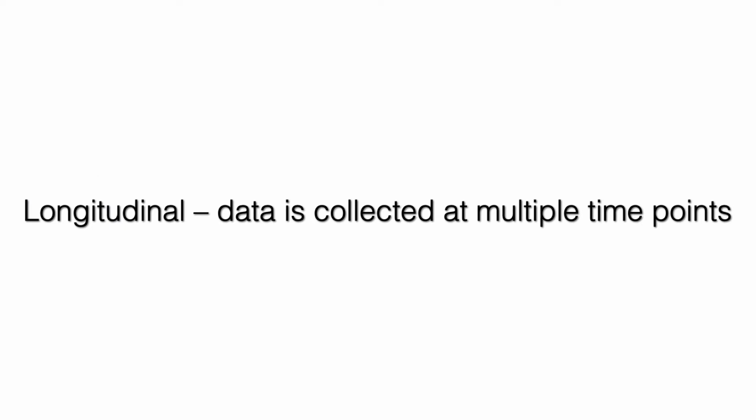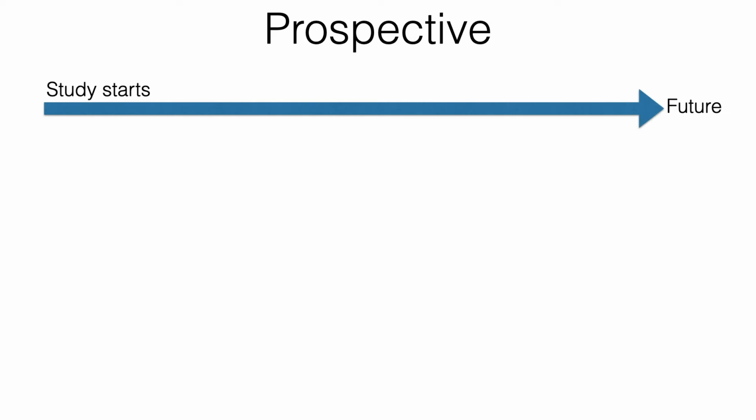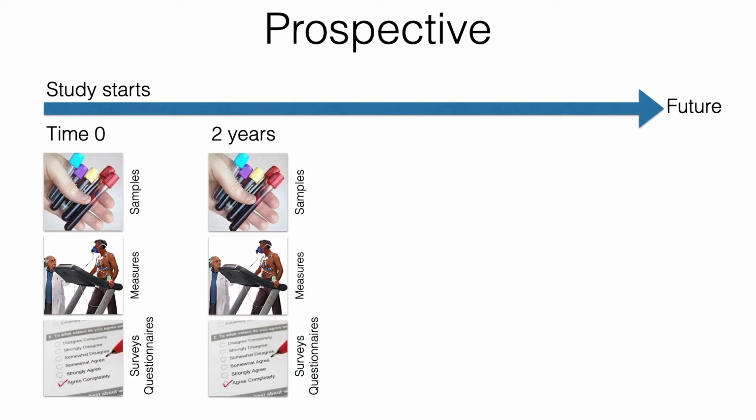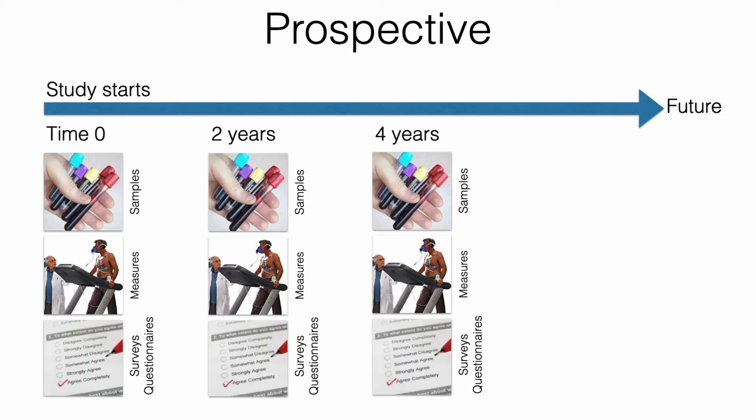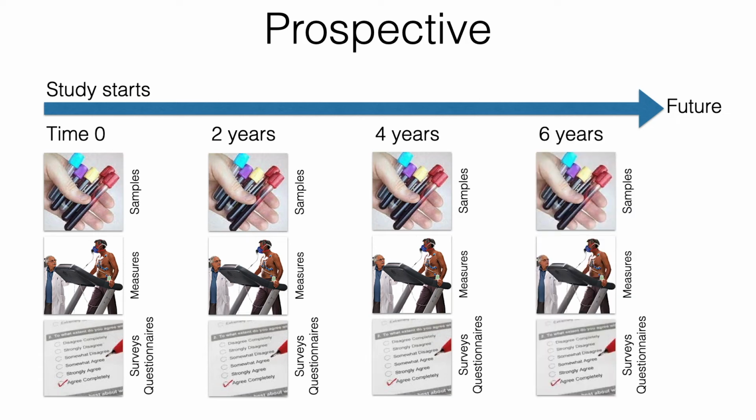The word longitudinal tells us that data is collected at multiple time points from the same people. So this contrasts with a cross-sectional approach. A prospective longitudinal cohort study recruits people and starts to collect data. Data are then collected from the cohort, usually at regular intervals, until the study ends or the participant is lost to follow-up.